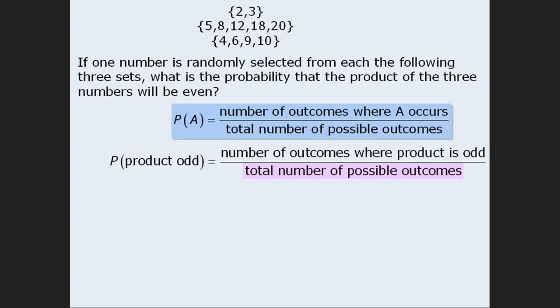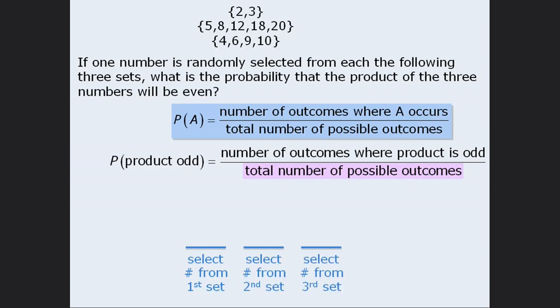To calculate the number of possible outcomes, we'll take the task of building outcomes and break it into stages. One stage is selecting a number from the first set, another stage a number from the second set, and another stage a number from the third set. We can accomplish the first stage in 2 ways, the second stage in 5 ways, and the third stage in 4 ways. When we apply the fundamental counting principle, we can see that there are 40 different outcomes.